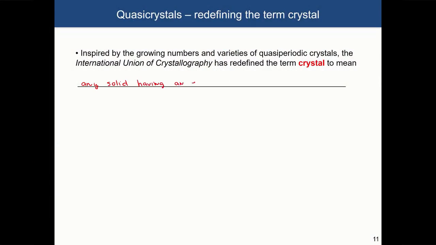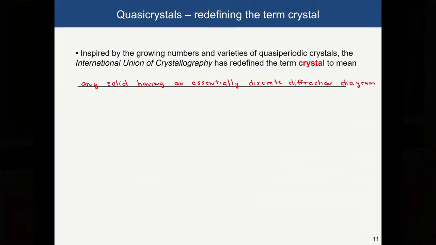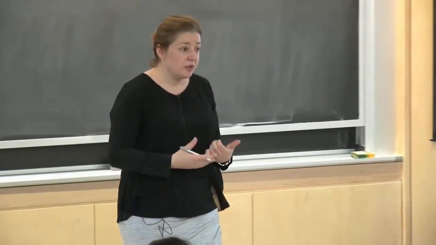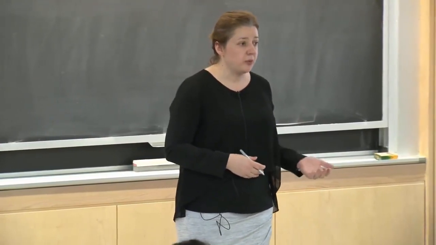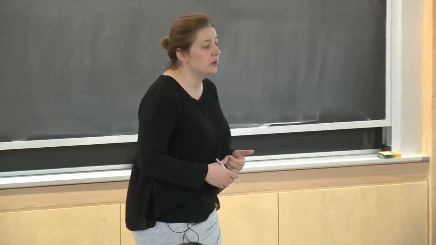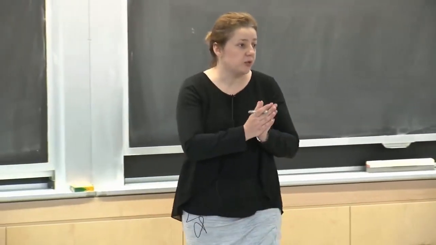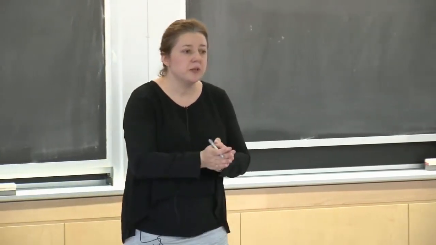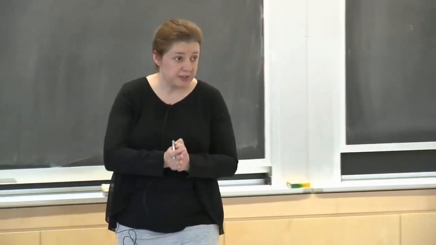that has a discrete diffraction diagram. Okay? So if you have a material, if you obtain a diffraction pattern, whether it's an X-ray or electron pattern, if it has a set of discrete spots, by the definition, right now, it would be called a crystal.